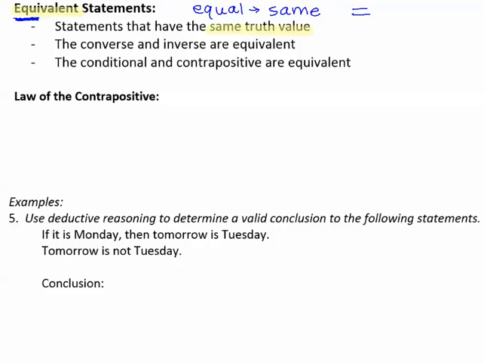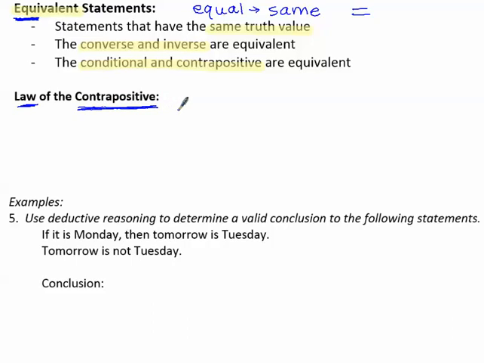If one of them is true, the other one is also true. If one of them is false, the other one is also false. Such as the converse and inverse, they are equivalent statements. Also, the conditional and the contrapositive, those are equivalent statements. That takes us to the law of the contrapositive.